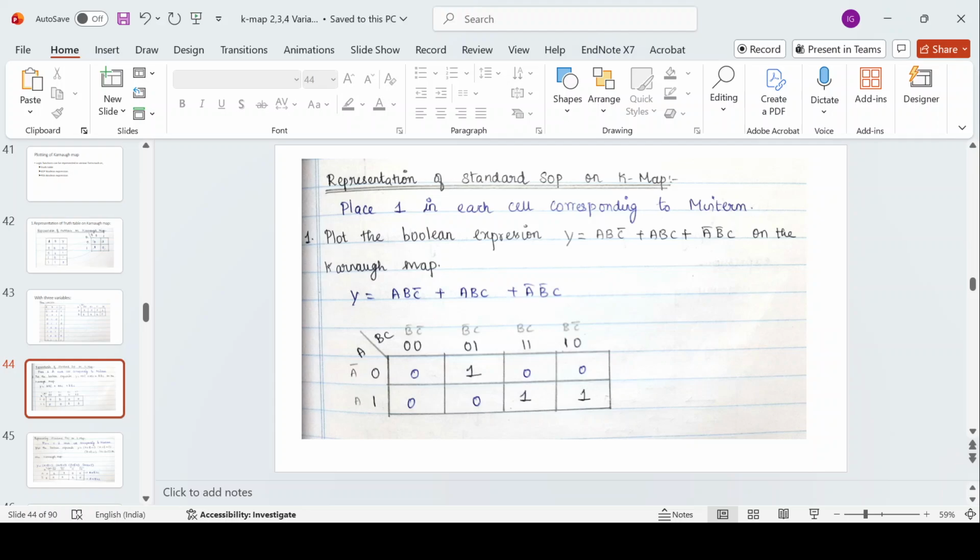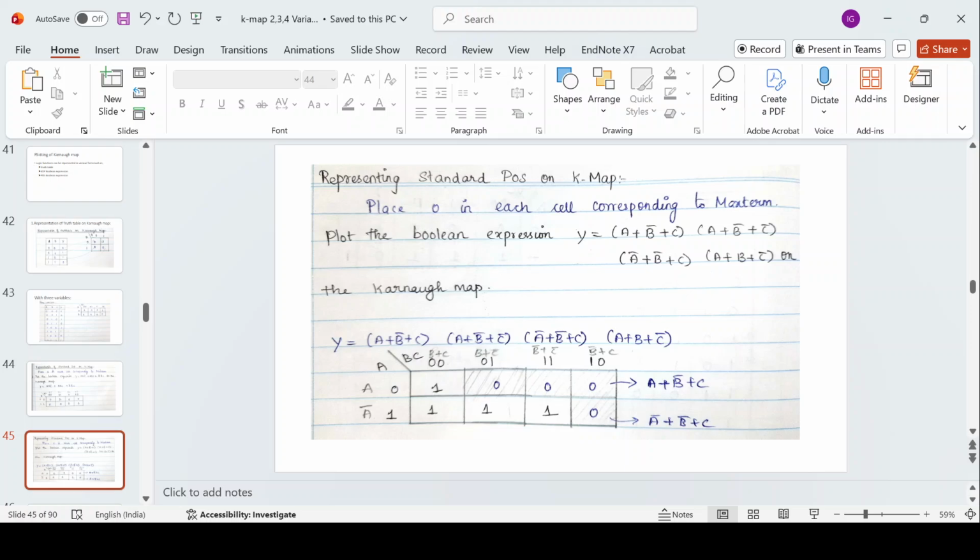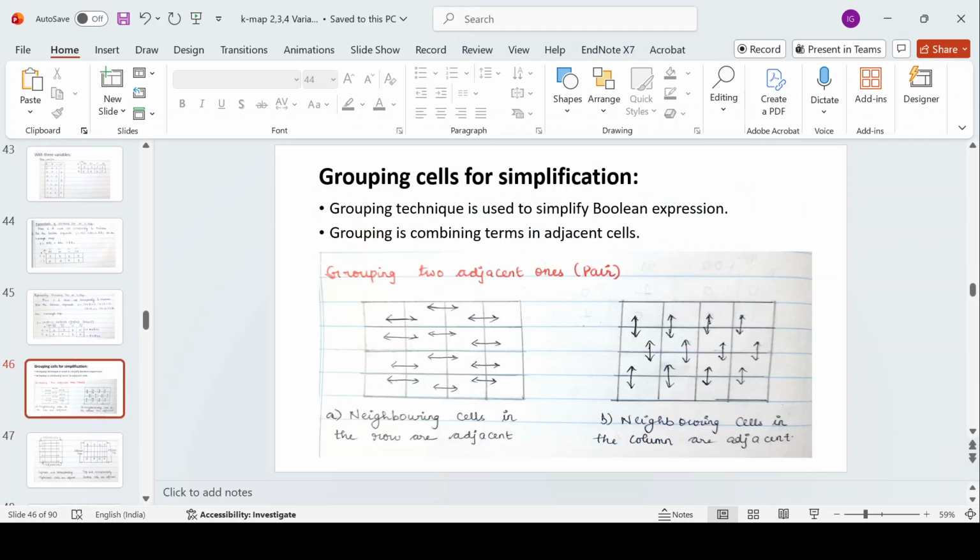First of all, how do we represent an expression in a K map? We should know that. The given expression is Y equal to A B C dash plus A B C plus A dash B dash C. The cells for the given terms are represented as 1, and the other cells are represented as 0.